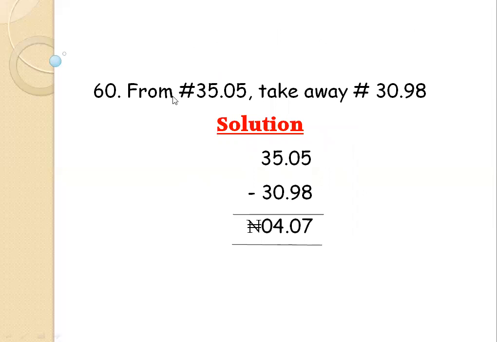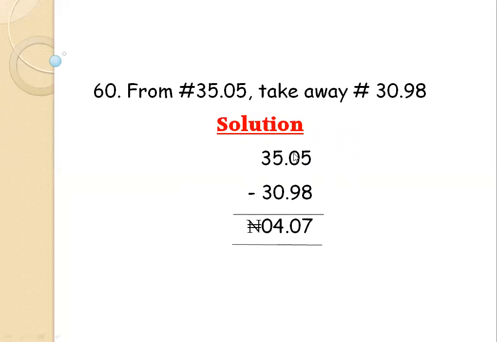Okay, this question says, from 35.05, take away 30.98. That means subtract 30.98 from 35.05. In subtraction, the bigger number should be on top. So 35.05 minus 30.98. 5 minus 8, that cannot be possible. So I'll come here to borrow. This is 0. I can't borrow from here. So I'll come here. I'll borrow 1 from here and put it here.